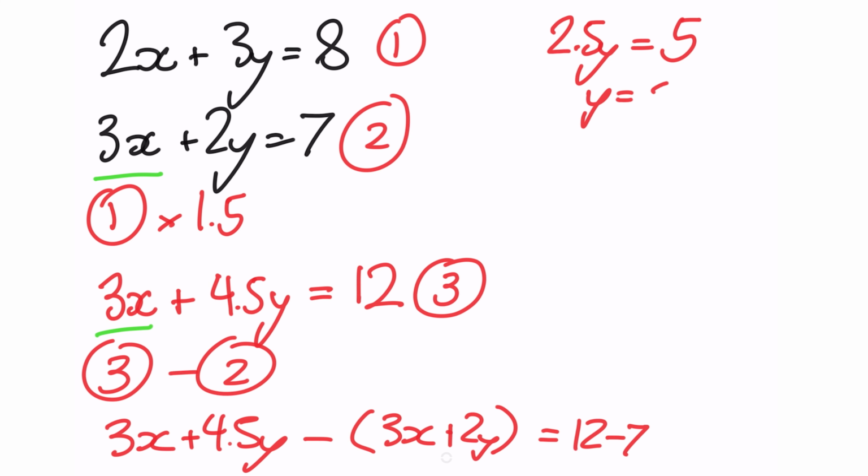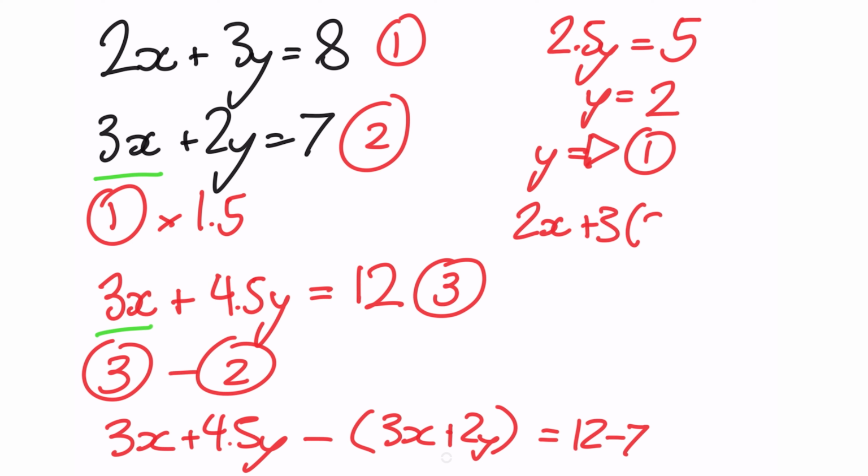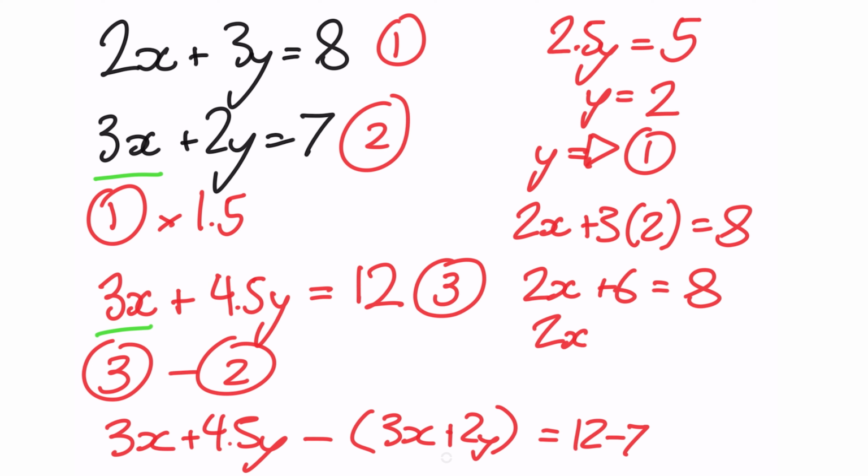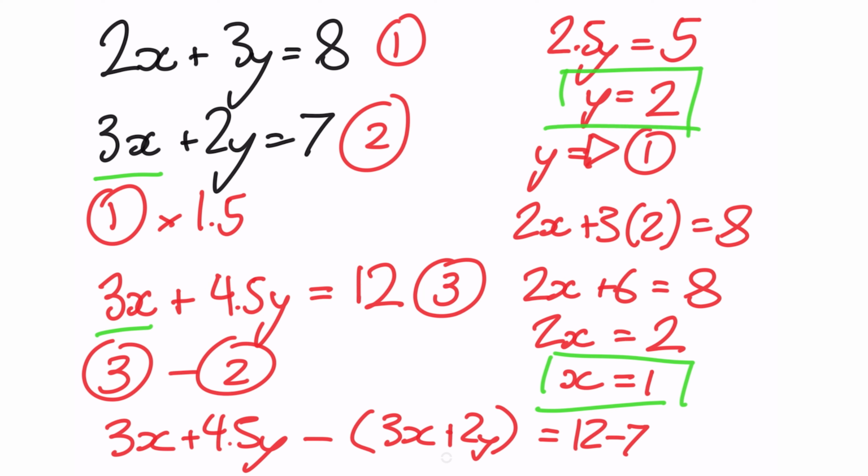Therefore, y equals 2. If we substitute y back into our first equation, 2x plus 3 times 2 equals 8. 2x plus 6 equals 8. 2x will equal 2. Therefore, x equals 1. And our two solutions are x equals 1 and y equals 2.